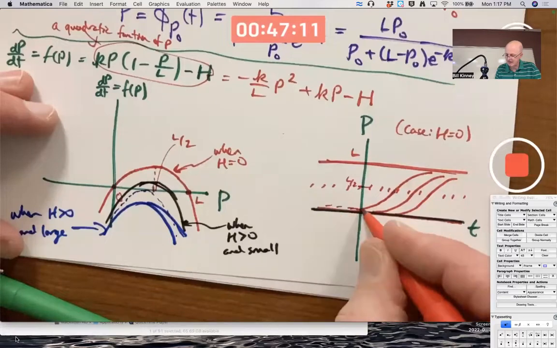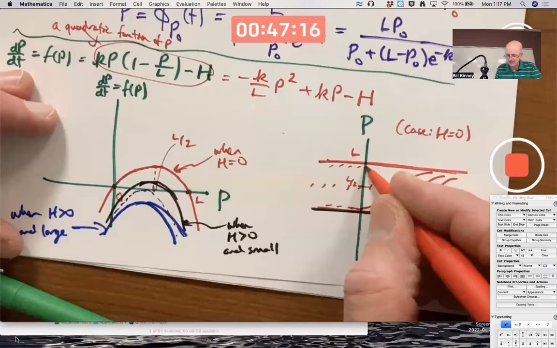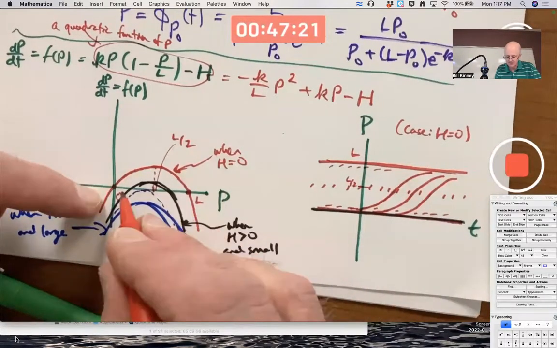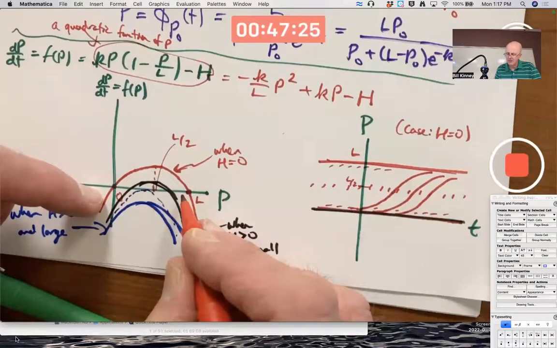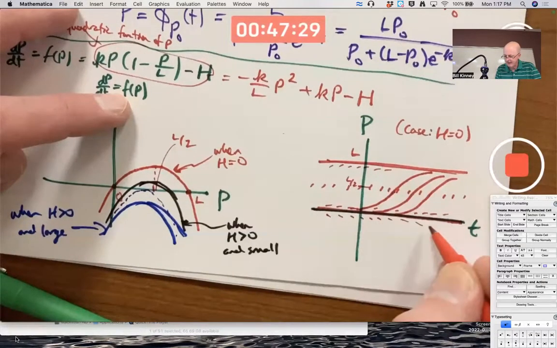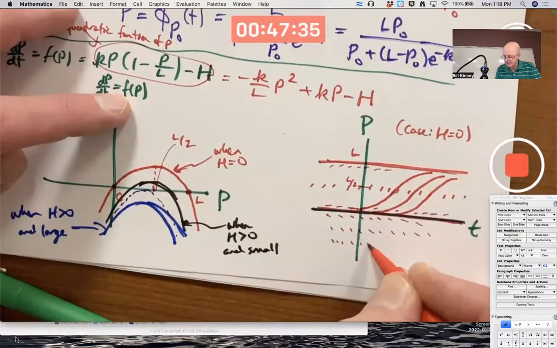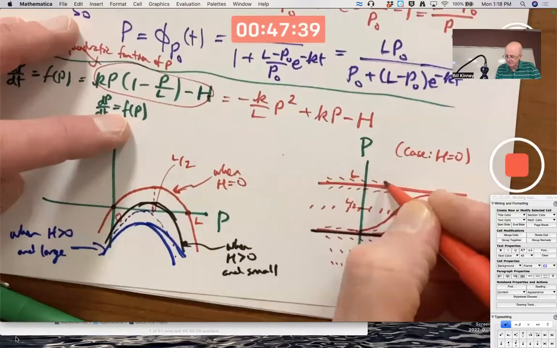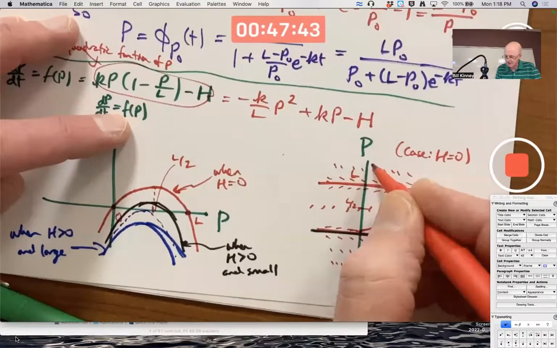Yes, the slope marks have slopes close to 0 when you're close to 0 or L, because the output of the function here is close to 0 when P is close to 0 or L. And the slope marks are going to have negative slope when P is negative, and get steeper and steeper as P becomes more negative. And negative up here too. And the other solutions are going to look like this.